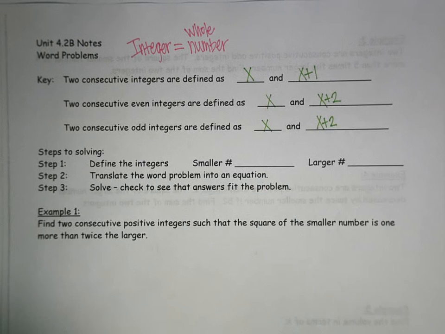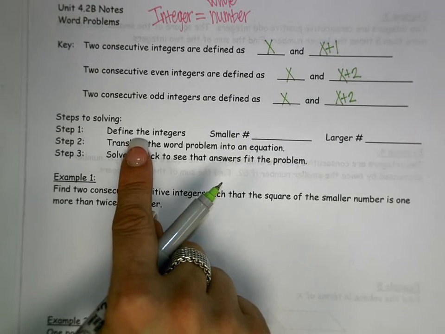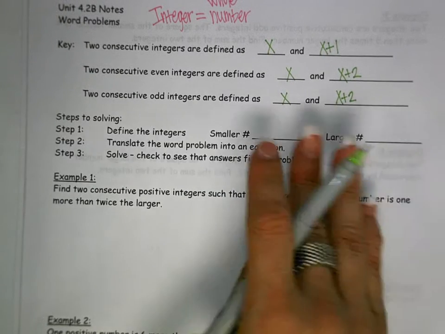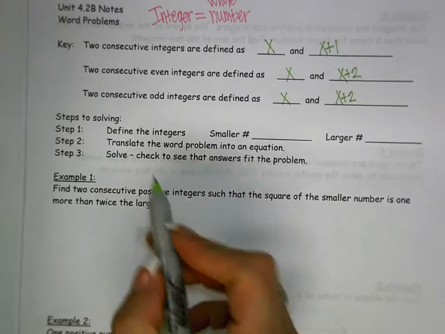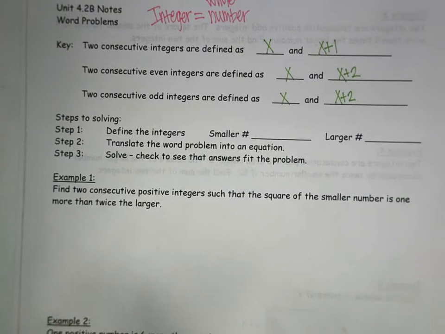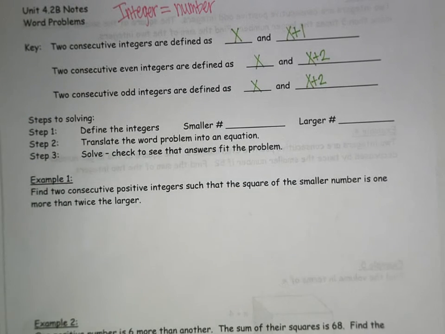So the steps to solving consecutive, or actually all word problems: your first step is always to define the integers. So we always write smaller number equals and larger number equals. We're not actually filling that in at the moment. Then translate the word problem into an equation. Then solve and check to see that the answers work. We do have to check. A lot of times it's not really plugging in, it's more of a does this make sense type of check.